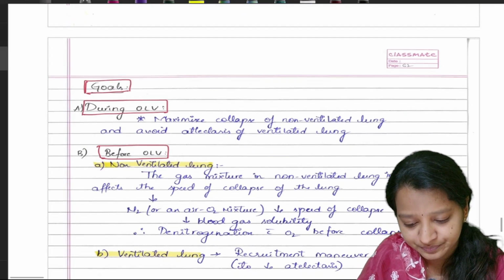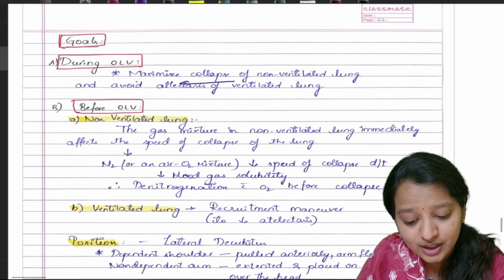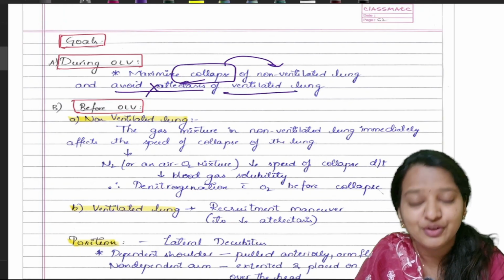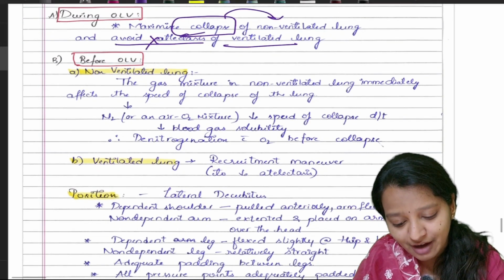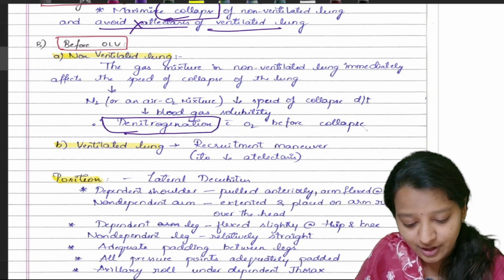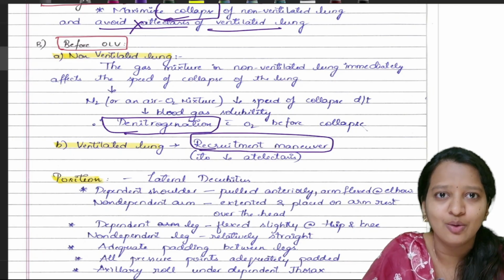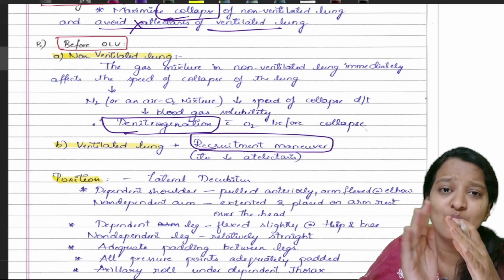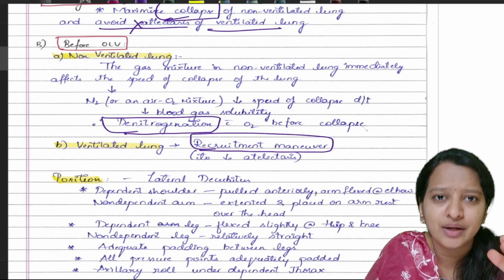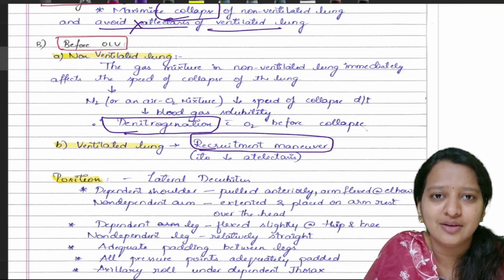Okay. So our goals, we have learned it already that we have to have good collapse of the non-ventilated lung and avoid atelectasis of the ventilated lung. For that, what we have to do? Adequate denitrogenation, and for the ventilated lung, we have to go for recruitment maneuver. And the second important goal is regarding positioning. These goals are apart from your adequate hemodynamic monitoring, proper hemodynamics, and treating intraoperative hypoxemia and other complications.